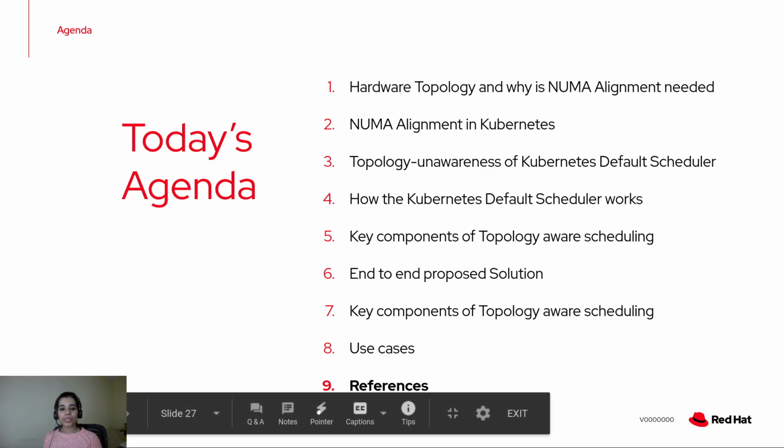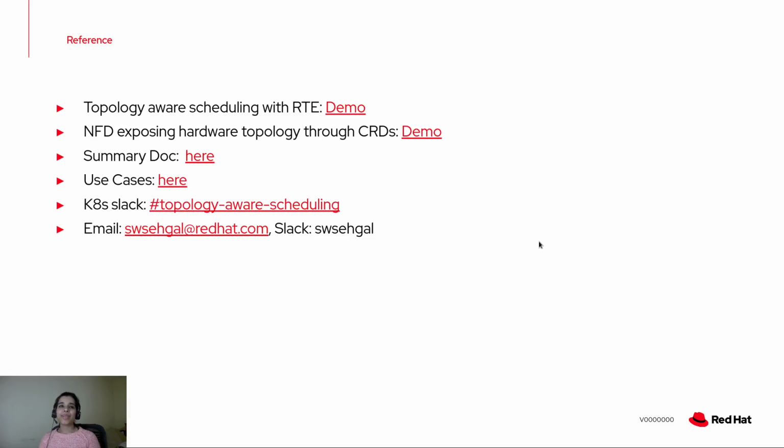Okay, so the last piece is pointers for everyone. This project itself has a lot of information to digest, so here are links for some of it. We have demos that I've linked here, showing topology aware scheduling with resource topology exporter, which was our initial implementation, then NFD exposing CRDs. I have a summary doc where you'd find all the links that you need for this particular project. Anyone who wants to get started would be able to get up and running by looking at the doc, because obviously there's a lot of information. And the use case doc, which I mentioned.